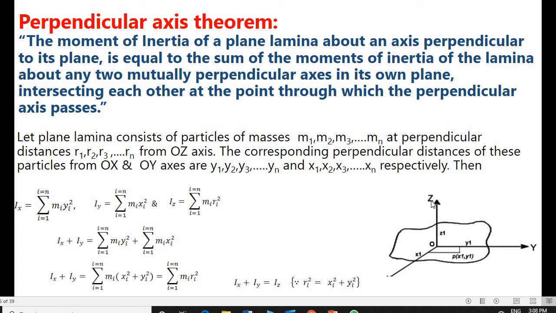The moment of inertia of a plane lamina about an axis perpendicular to its plane, that is OZ, is equal to the sum of the moments of inertia of the lamina about any two mutually perpendicular axes in its own plane, that is OX and OY, intersecting each other at the point through which the perpendicular axis passes. Hence the perpendicular axis theorem is verified. Thank you.